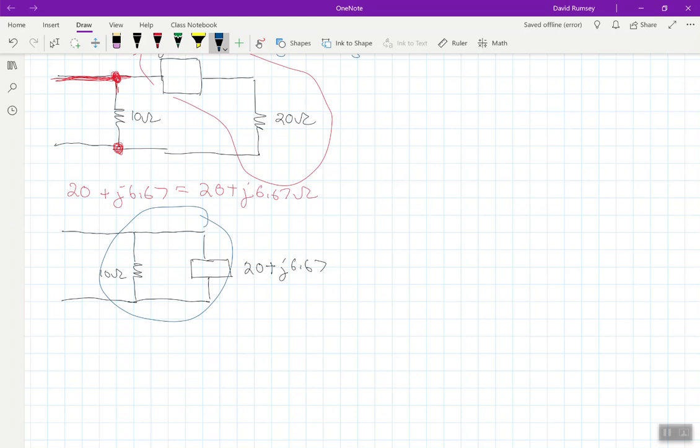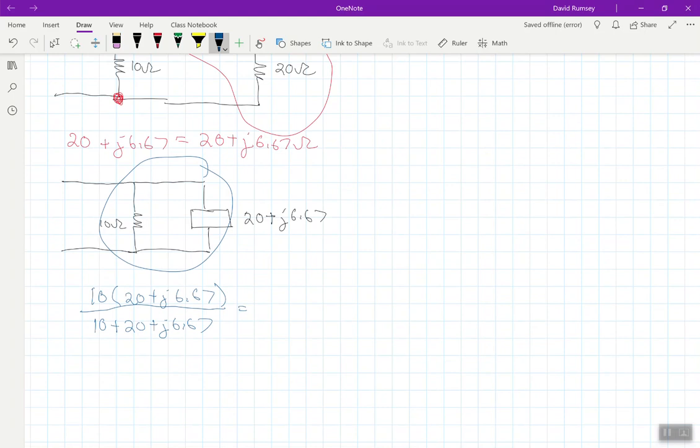And now I clearly have, if I look at these two components here, those are clearly in parallel. And so doing the parallel combination, again, the kind of multiplying method, I'd have 10 times 20 plus J 6.67 divided by 10 plus 20 plus J 6.67, which is equal to 200 plus J 66.7 over 30 plus J 6.67. Now we just need to do this computation out here.